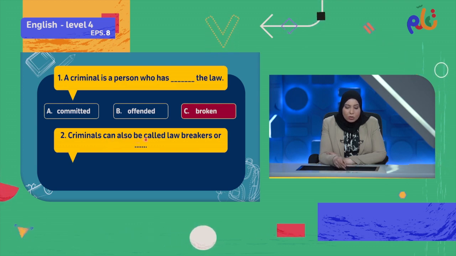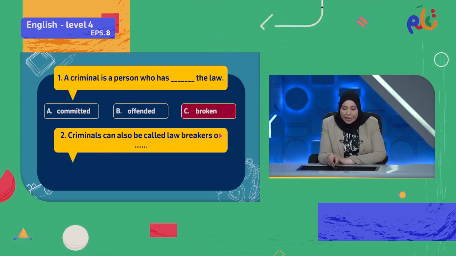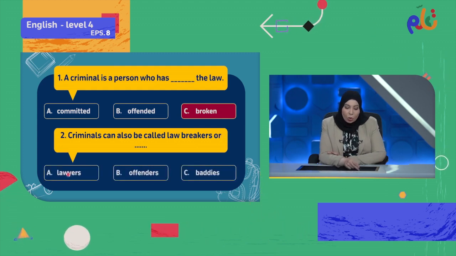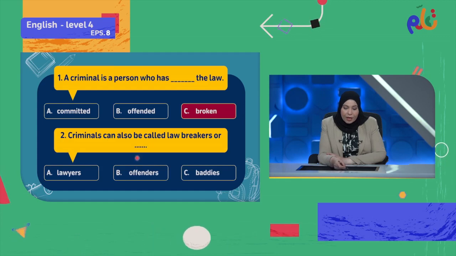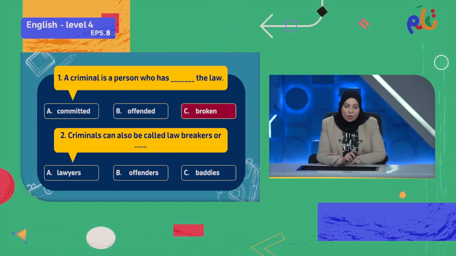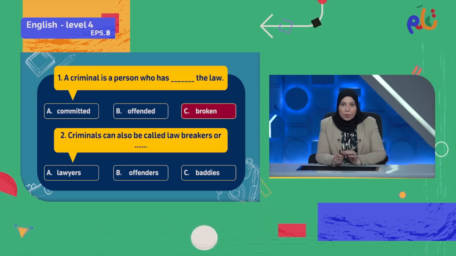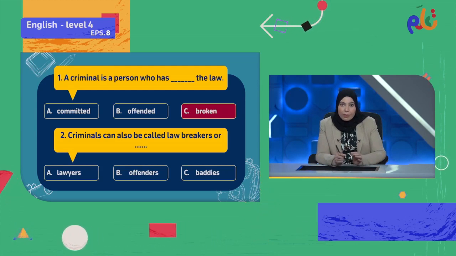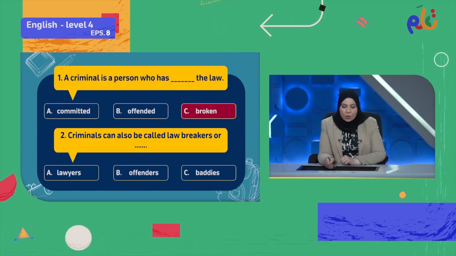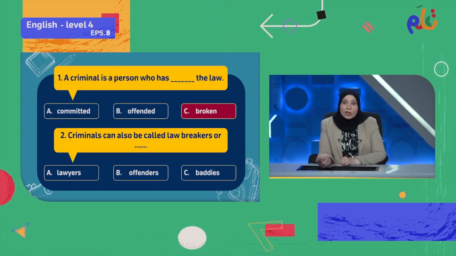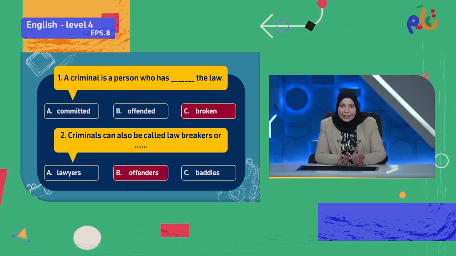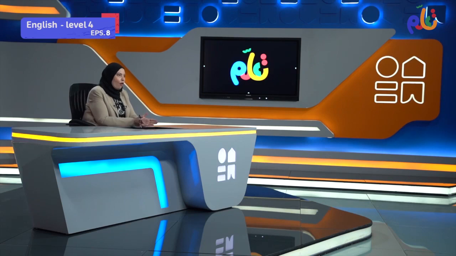And for the second one, criminals can also be called lawbreakers or lawyers, offenders, or baddies. So we used another word for criminals, if you remember. So was it a lawyer, an offender, or a baddie? So exactly, an offender. Anybody who breaks the law is an offender.